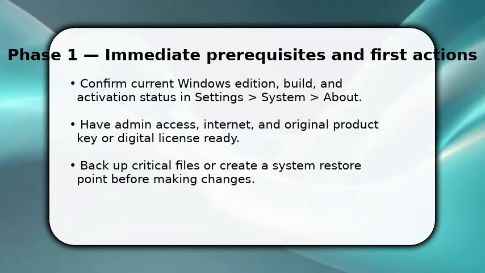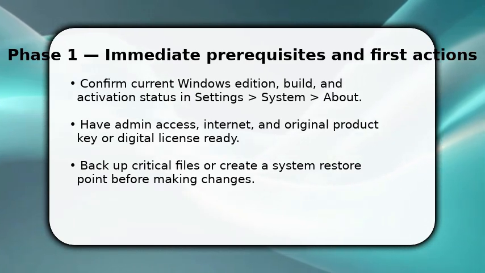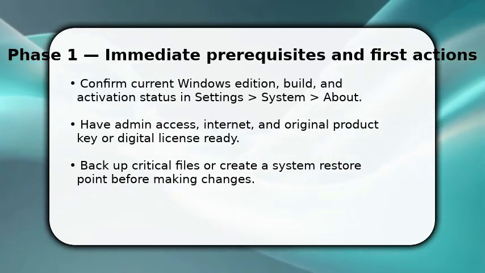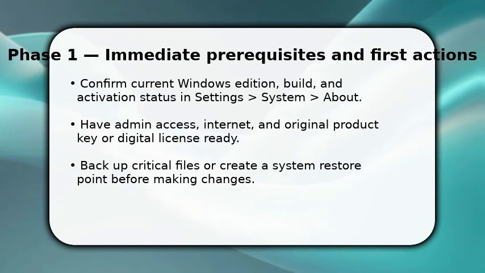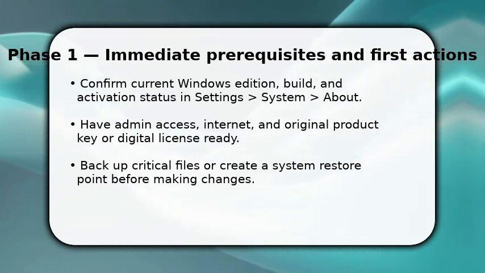You start by confirming what expired: the product key, trial, or certificate. Open Settings, check Activation Status, and note Edition and Build. This determines the fix path.